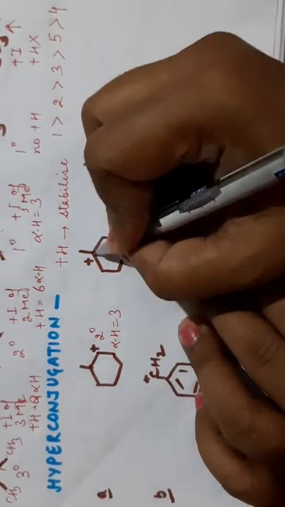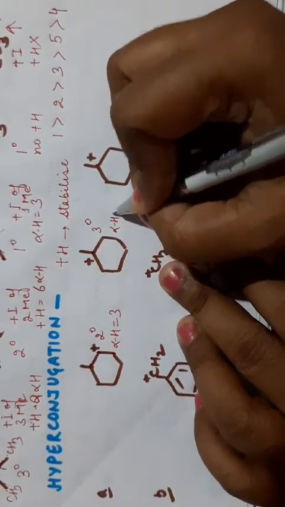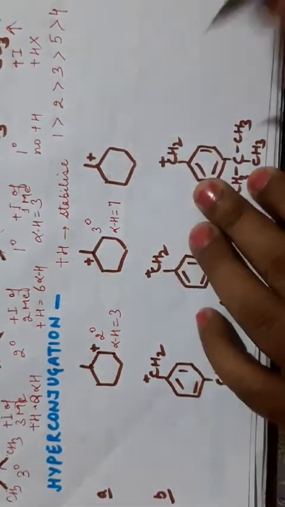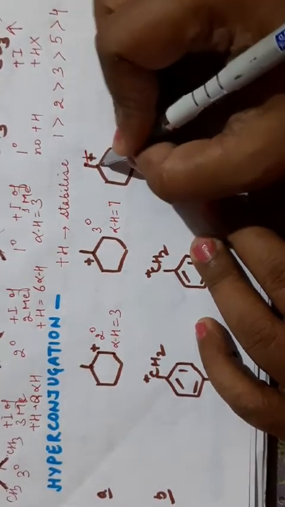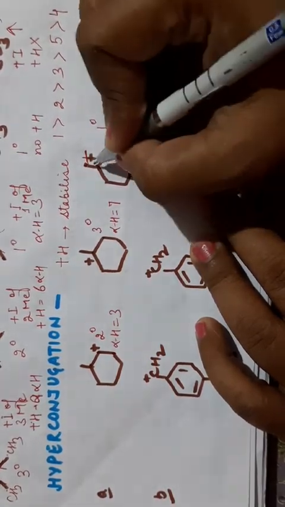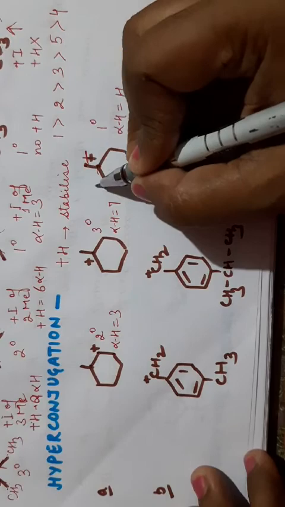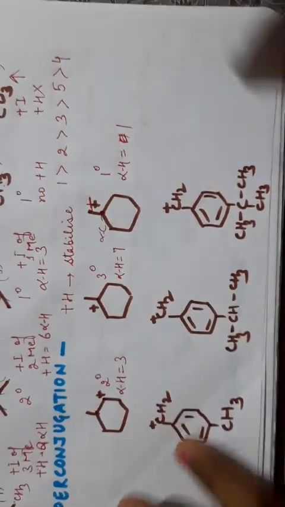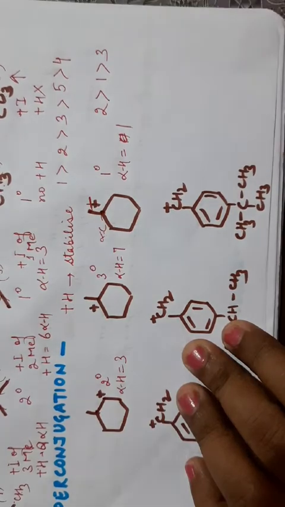In this case, this is a 3 degree carbocation. Alpha hydrogen are, see, 2 plus 2 plus 3. So it is 7 alpha hydrogen here. In this case, the positive charge is present on this carbon. Sorry. So here it is 1 degree and alpha hydrogen is only 1. Alpha hydrogen are hydrogen attached to the alpha carbon. So there is only 1 hydrogen attached here. So you can arrange them: first is 2, then 1, and then 3.